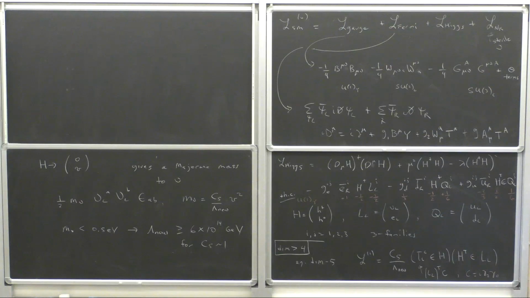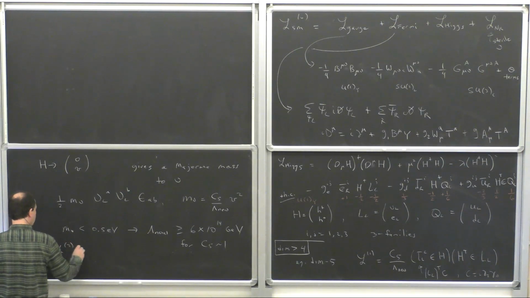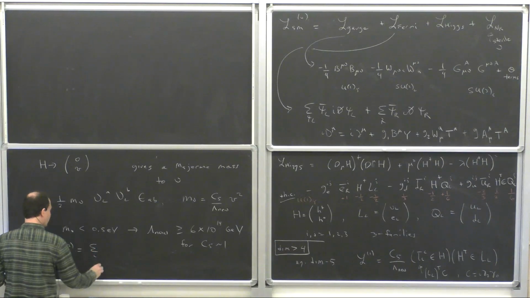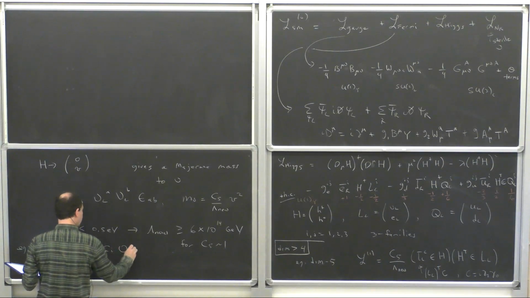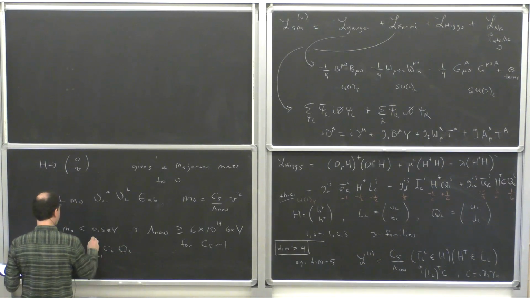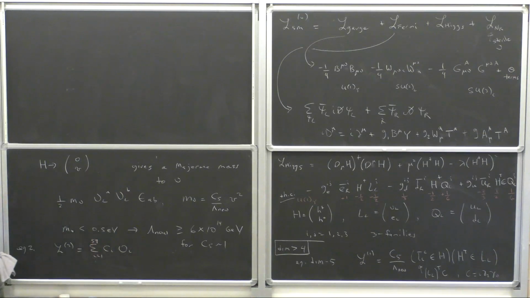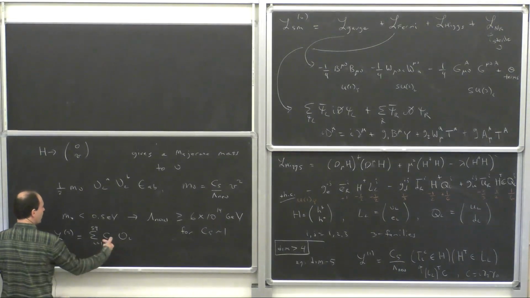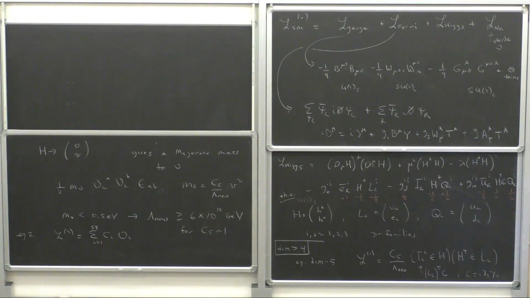Okay, let me give you one more example before we quit. So that's the only thing that happens at dimension 5. At dimension 6, there's many more terms. So at dimension 6, there's a whole sum of coefficients and operators. And the sum can be written, if I ignore flavor, as going from 1 to 59. So there's 59 different operators. But these 59 operators are describing physics across the whole standard model.